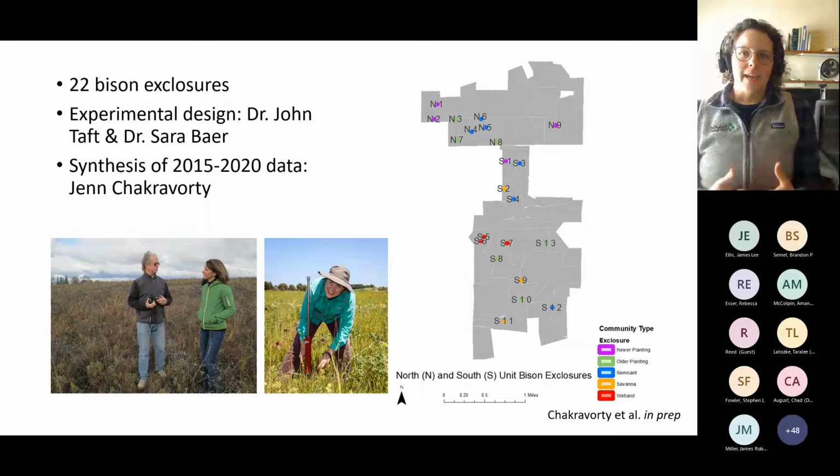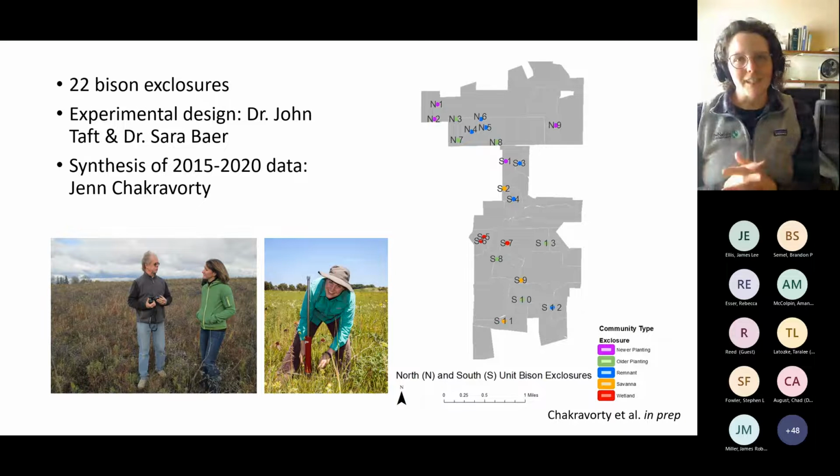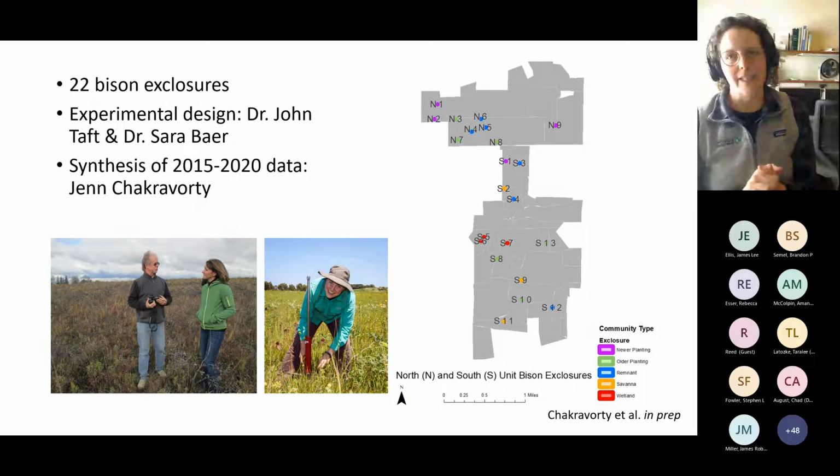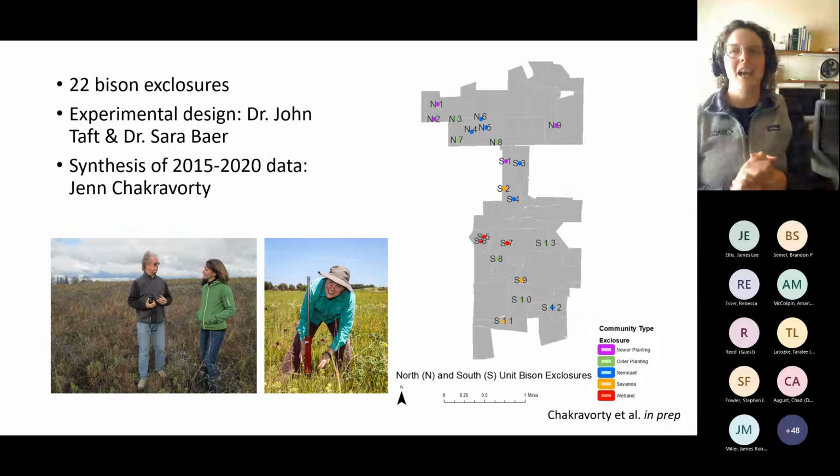And at the time of doing this, my colleagues, Bill and Cody, worked with Dr. John Taft at the Illinois Natural History Survey and Dr. Sarah Baer, who was at Southern Illinois University at the time. She's now at University of Kansas.